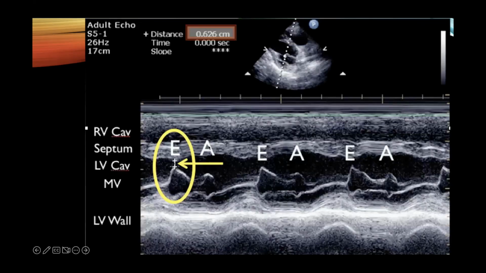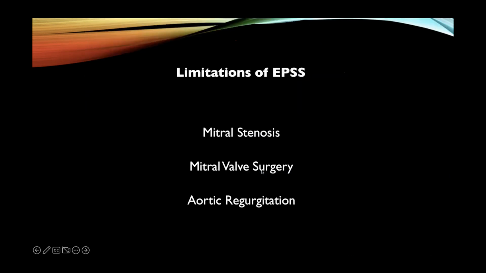For this example, we're doing the measurement, and we can see at the top it's 0.626 centimeters, or 6 millimeters. So 6 times 2.5 is 15. 75 minus 15 is 60. So is 60 a good EF, or relatively normal EF, or really low EF? Normal. Normal, yeah, perfect. So this is a pretty good ejection fraction.